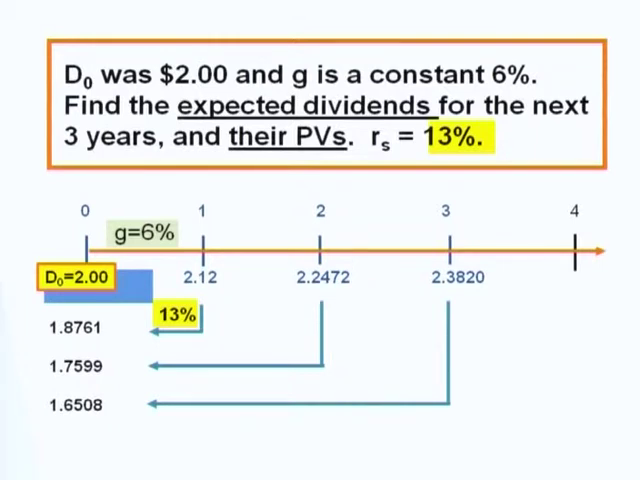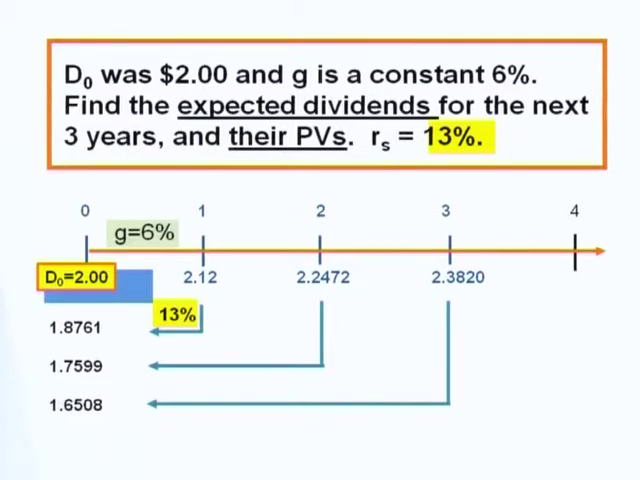If you find D1, D1 equals what? D0, $2, multiplied by 1 plus g, 6%, to the power of 1, you get 2.12. D2 equals D0 multiplied by 1 plus g, 6%, to the power of 2, you get 2.2472. And D3 equals D0 multiplied by 1 plus g, 6%, to the power of 3, so you get 2.3820. Okay, and you keep doing this until forever.